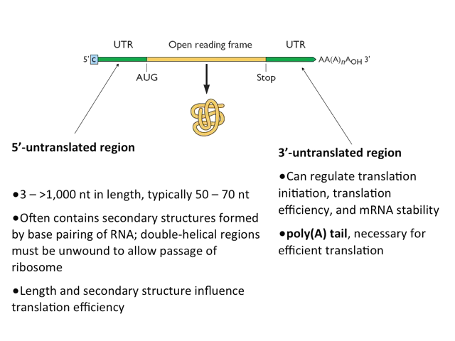It's followed by the open reading frame, of course, which begins with an AUG and then ends with a stop codon. And then we have a 3' untranslated region, which also has roles in regulating translation efficiency, and also stability of the mRNA. And the poly A tail here, which is necessary for efficient translation.